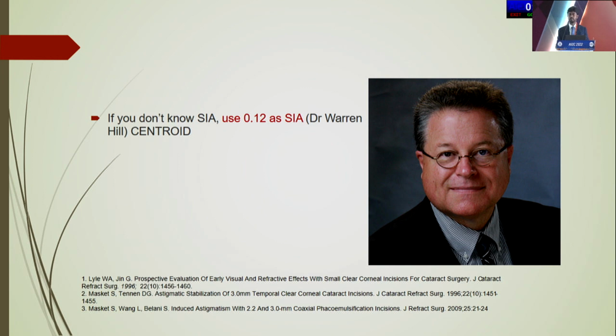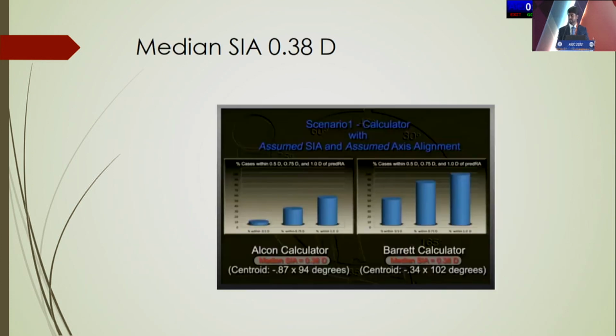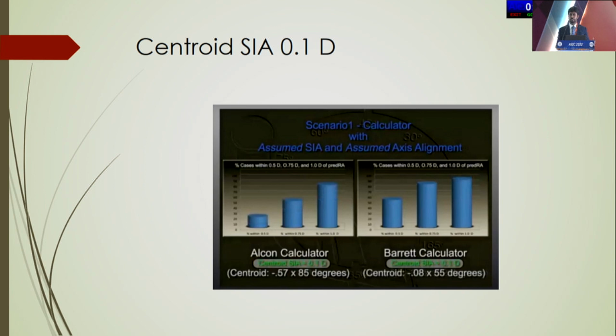So in principle, if you're not aware of your surgical induced astigmatism, if you're making temporal clear corneal incision less than 3 mm, you can use your SIA as 0.2. And when this was applied to calculators, we found that there was far better accuracy and much more better results when the SIA was changed from 0.5 or 0.3 to 0.12.